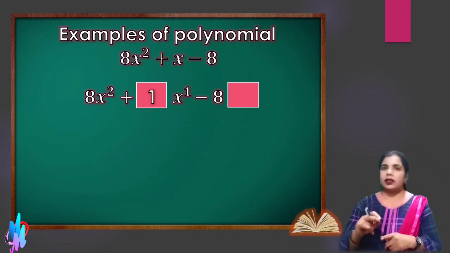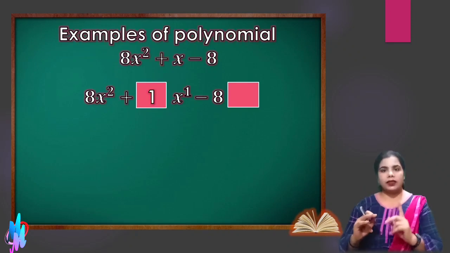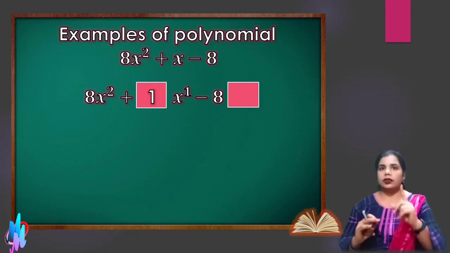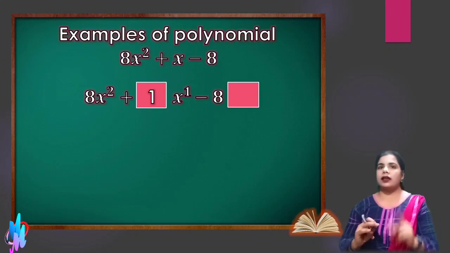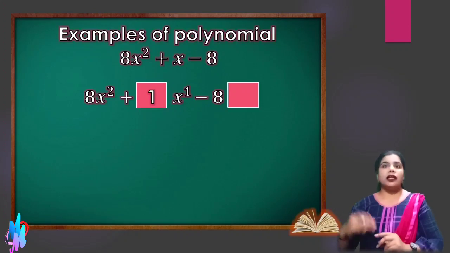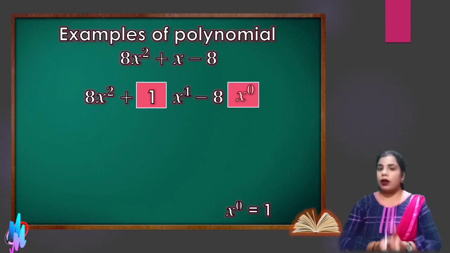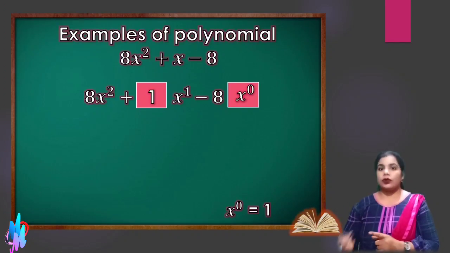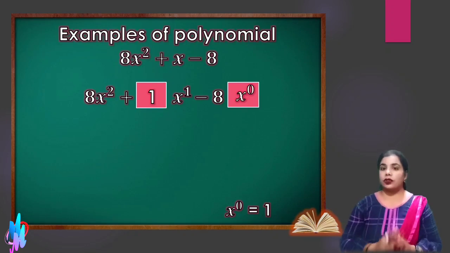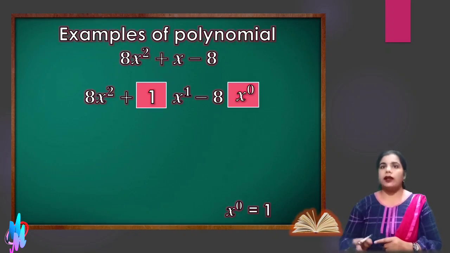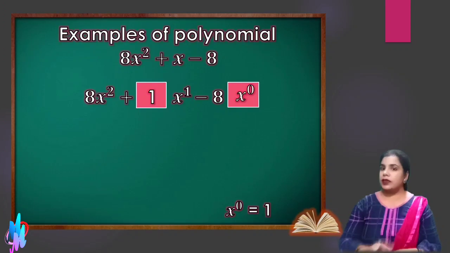So in the middle term, x to the power 1 means x, and 1 into x means x only. So that's why the coefficient of x is here 1. In the last term, variable part is missing. We all know x to the power 0 equals 1. So no need to write this x to the power 0 here. That's why this variable part is missing here.